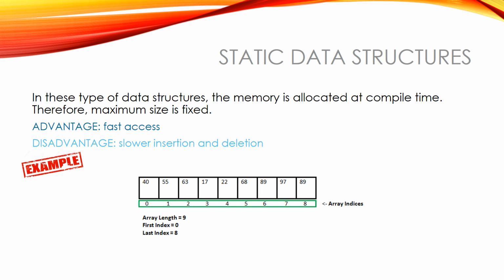Once we have understood linear and nonlinear data structures, let's go even further and discuss static data structures and dynamic data structures one by one. Now first discuss static data structures. In these types of data structures, memory is allocated at the compile time. Compile time means at the time we are creating the code. So at that time the maximum size is fixed. For example, here the array is fixed with the length 9.